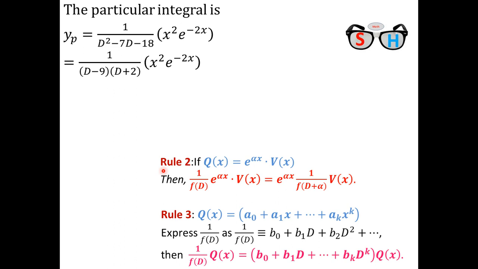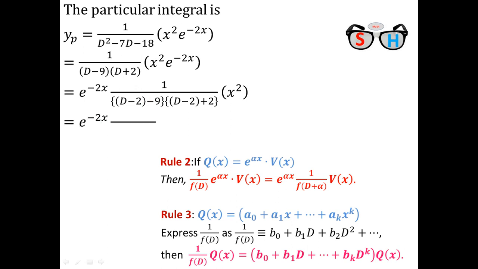However, if you use rule 2, what happens? At first you have to write e to the minus 2x, and then replace D by D minus 2, because here alpha is minus 2. You see that in rule 2 here alpha is minus 2 and v of x equals x square. Therefore e to the minus 2x at first, and then replace D by D minus 2, right? Okay.